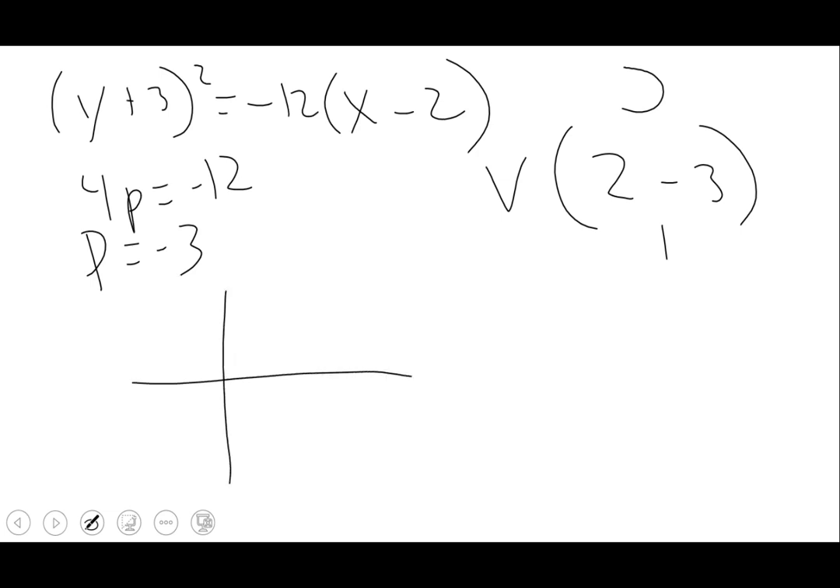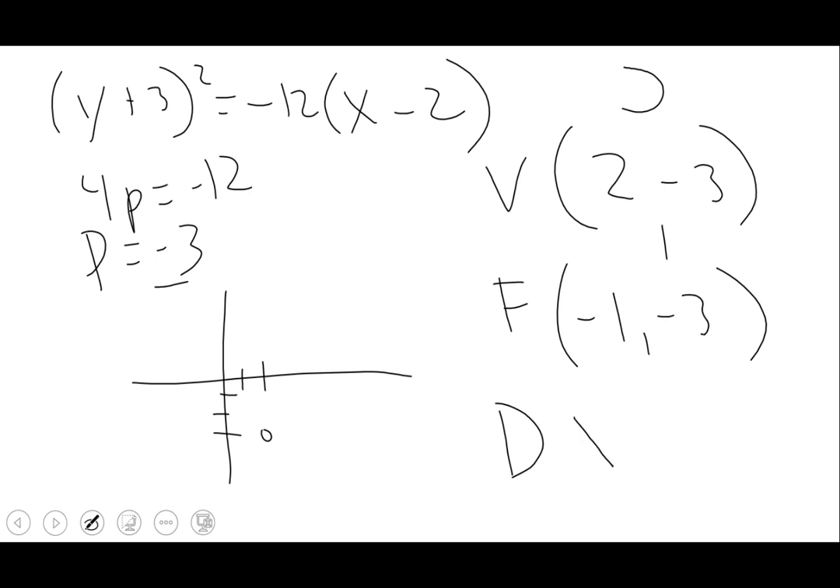When I go to graph this, 2, negative 3 is going to be my vertex. Then the focus, which is always a point, and the directrix, which is always a line. Remember that the focus always has to be in front of the vertex in the appropriate direction. So that means that it has to be 3 units to the left of the vertex, which means it has to be at negative 1, negative 3. The directrix is a vertical line, 3 units to the right of the vertex, which is how it winds up being at x equals 5. The directrix, dotted line, negative 1, negative 3, that's the focus. And then the graph should look like this.